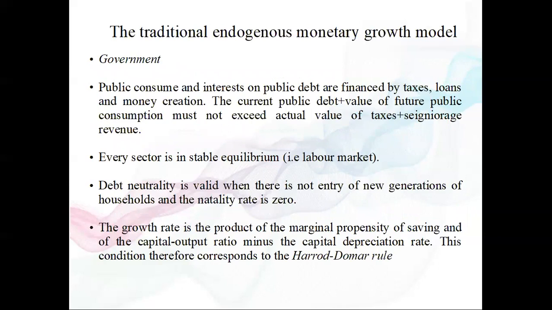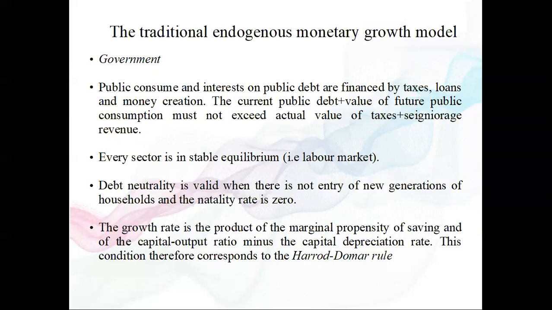Public consumption and interest on public debt are financed by taxes, loans, and money creation. The product of the current value of debt and the value of future public consumption must not exceed the product of taxes and stagnant revenue. This is the government budget constraint. Every sector is in stable equilibrium, and the labor market is perfectly cleared, in money and in demand and supply.